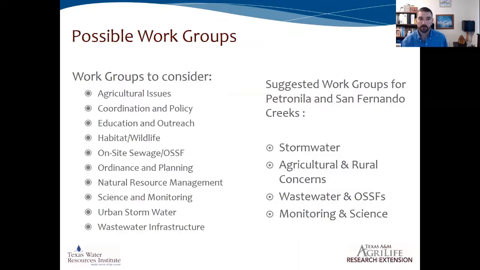So some of the possible working groups, and this is just a list of work groups that's been used in other watersheds that you could consider, are listed there on the left-hand side of the page, and they've ranged from the plain and simple to the overly complex in some cases. But given the nature of the Petronila and San Fernando creeks, we are suggesting four different work groups here. One being stormwater, one being ag and rural concerns. So rural concerns could be like wildlife and or habitat and things of that nature. And then wastewater and septic, and then a monitoring and science work group.